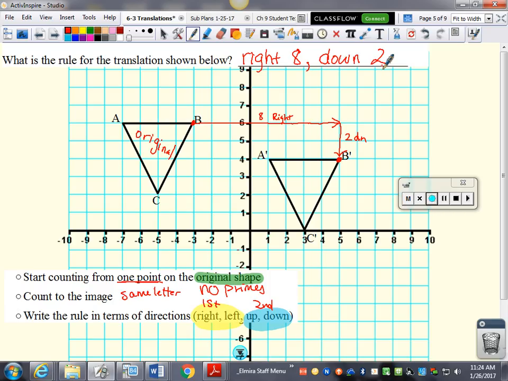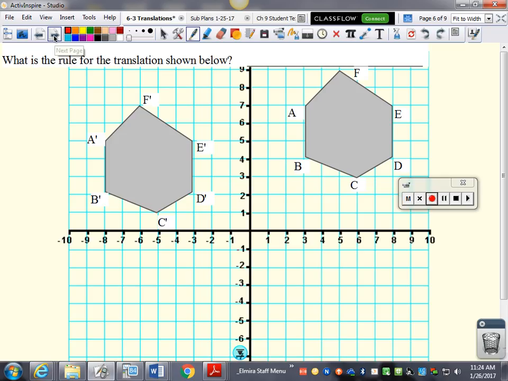Now this one felt very natural to do because we moved to the right and we moved down. And that feels natural because we read from left to right and we move on the page when we're reading. We're moving from the top of the page to the bottom of the page. So that feels very natural. But that's not necessarily how you're going to count on all of your homework ones.